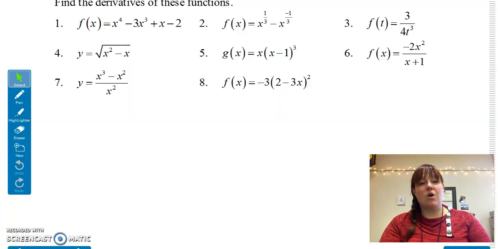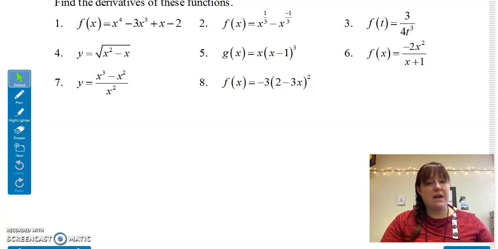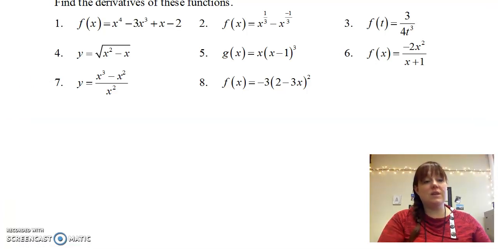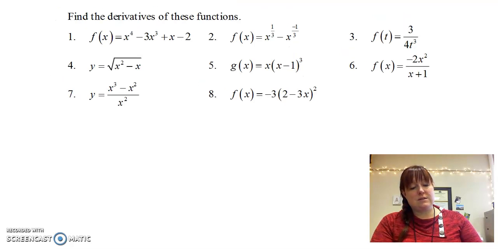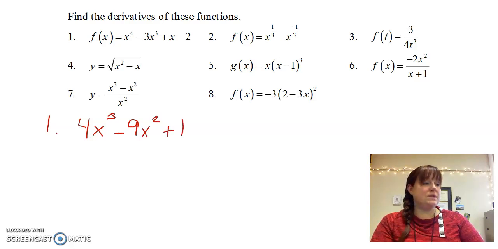Alright, so let's start just taking some derivatives, right? And some of these are easy, some of them are a little bit more complicated. So let's take a look. All right, so number 1, x to the 4th. So this is just a straight power rule, right? They're all different terms. There's nothing fancy about any of them. So we just have 4x to the 3rd minus 9x squared plus 1. All right, that one is really simple.